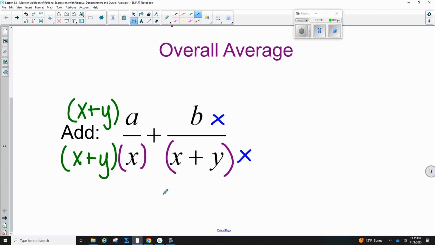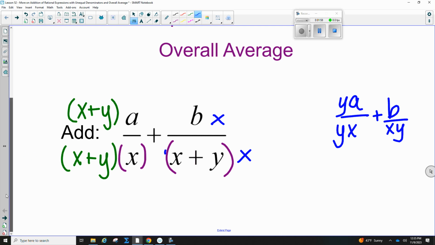Let's talk about it. If it looked like this, where it was being multiplied, what's the only thing I would need over here? A y and a y. But because this is plus, it's a whole different term, all right? So you have to multiply by that whole binomial. All right, so now we have common denominators.